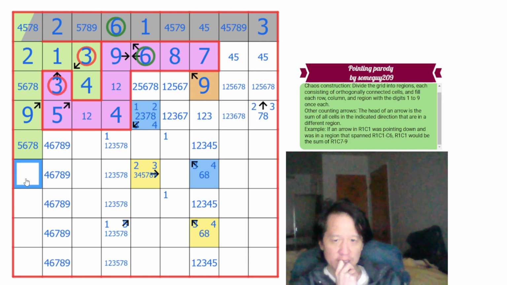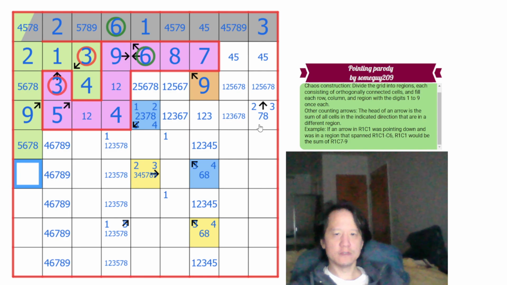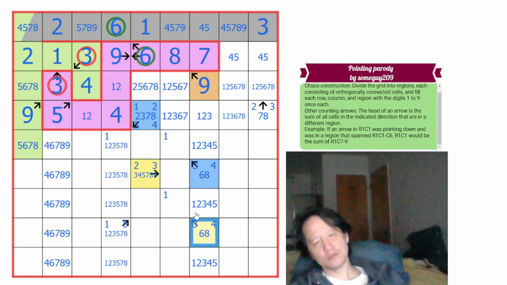Kind of stuck here, actually. I'm not sure how to approach this. Obviously, these two are different. The question is, is this the same as this one, or is it different? We don't know. We know these two are the same. We know those two are the same. We don't know if all 4 of these are the same.